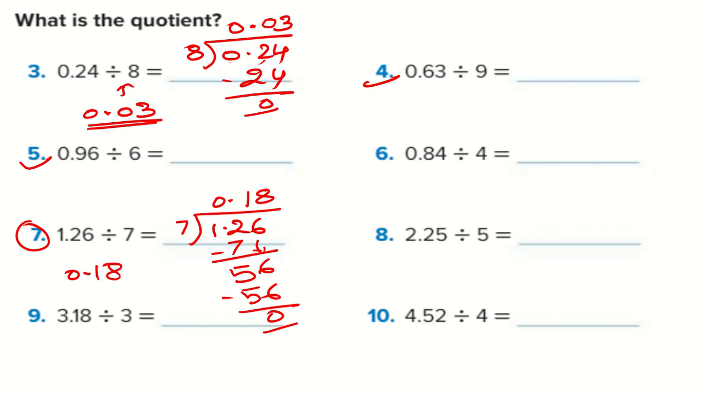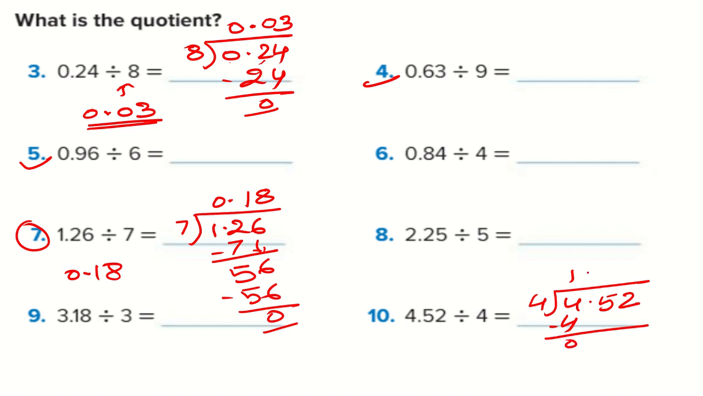0.18. Okay. Now number 10 I am doing for you. Number 10 is 4 is the divisor and 4.52 is the dividend. So you see 4 here and 4 is the whole number here, they are same. So how many groups you can make? Just one group, and then 4 multiply 1 is 4, come down 0.